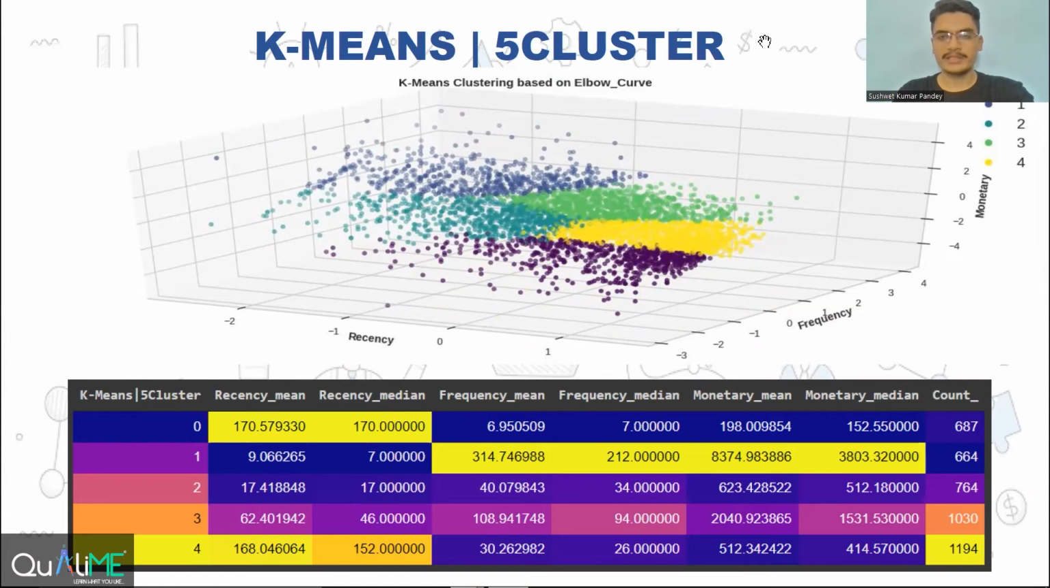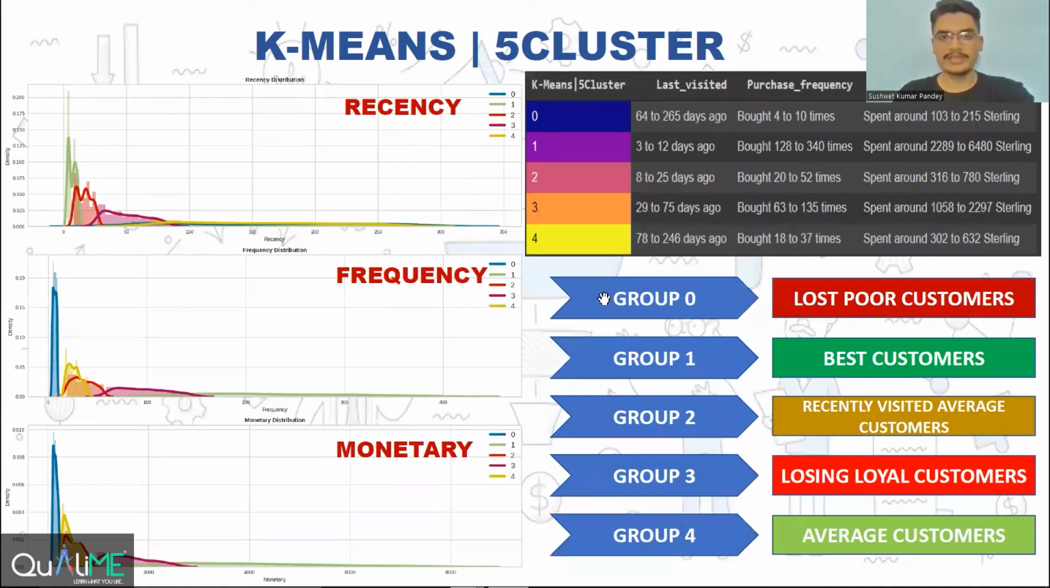And this is k-means. If we make 5 clusters using k-means, then we'll get the following results. These are the stats of all the groups. Let's look at the description. So group number 0, these are spending a very less amount of money, bought very less number of times, and visited long back. So these are lost poor customers. And group number 1, these are the best customers because they visited recently, they bought so many number of times, they are spending a lot of money.